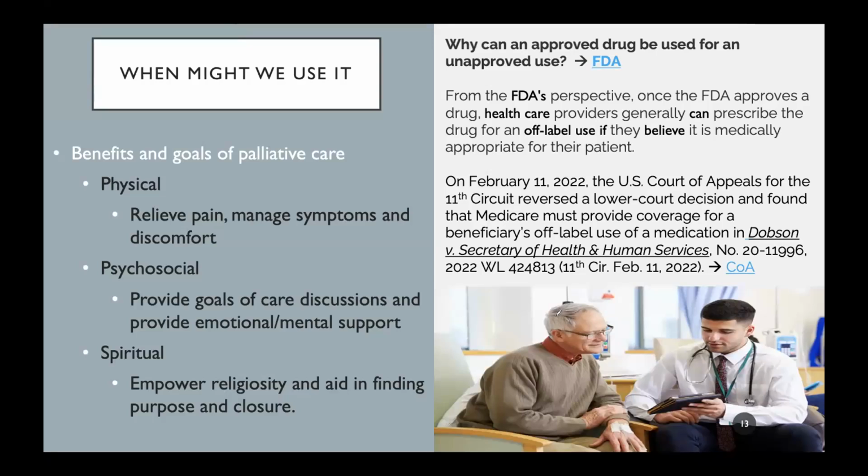When can an approved drug be used for an unapproved use, an unapproved modality at that? So, from the FDA's perspective, once the FDA approves a drug, healthcare providers generally can prescribe the drug for an off label use if they believe it is medically appropriate for their patient. I am no insurance guru, but this has been stated not too long ago. February 2022, U.S. Court of Appeals states that, hey, Medicare, you have to provide coverage for it.